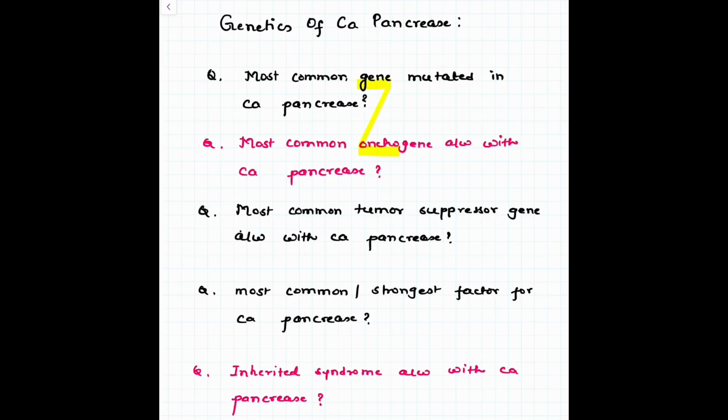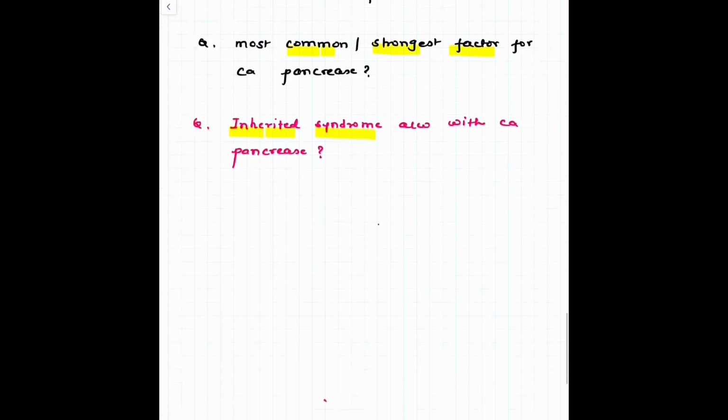First is, which is the most common gene mutated in CA pancreas? Second is the most common oncogene associated. Third, again a change of question: what is the most common tumor suppressor gene? Then I'm asking which is the most common strongest factor. We are not asking about a gene here. Then which is the inherited syndrome or inherited gene involved?